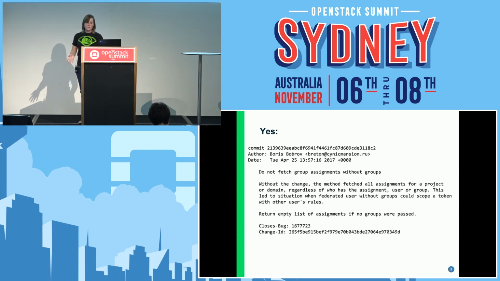This is a more recent example, from Keystone again, of what I think is a really great commit message. The subject says what changed. The body starts out by describing how things were without that change and why that's a problem. And then the last part describes how the change fixes the problem. So I think this is a really good model to follow.